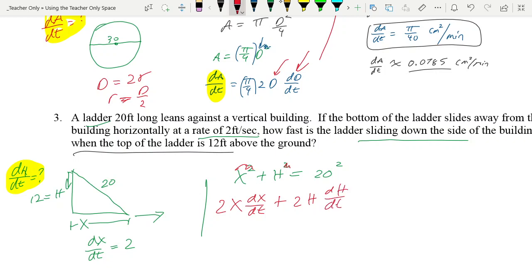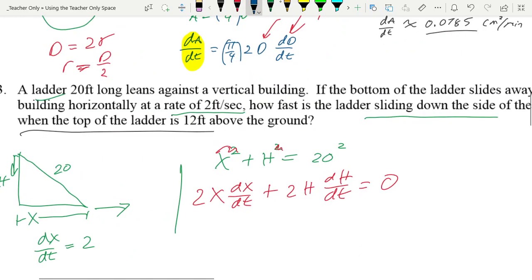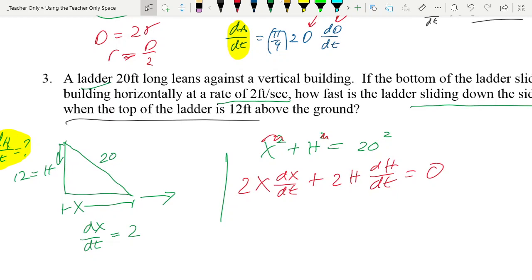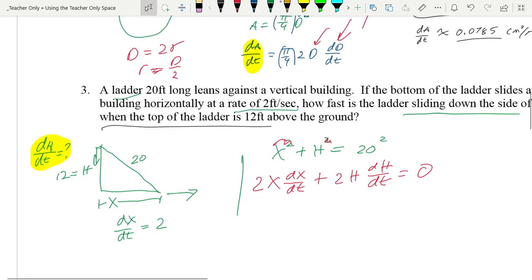dh/dt. And then last but not least, what's the derivative of 20 squared? Well, 20 squared is 400, but it doesn't matter. There's no variable. So therefore, the derivative of it is 0. Well, okay. So now we hope and we pray. We say, what do we know? What do we have? What can we do? All right, so let's see here.